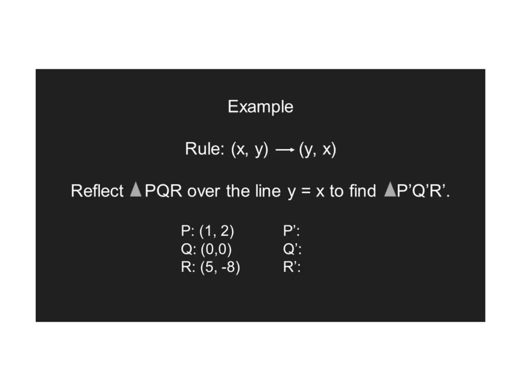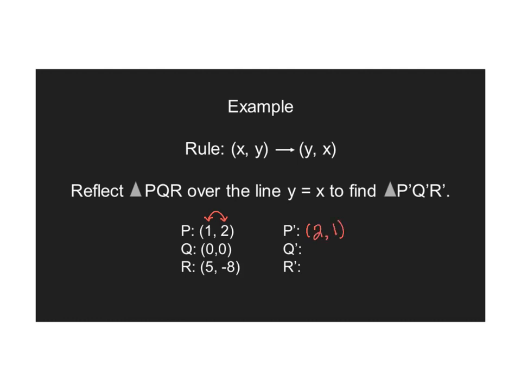So in the first example, I actually am not going to have to graph it at all. It just wants me to apply the rule to the set of points. So it says reflect triangle PQR over the line y equals x to find triangle P'Q'R'. So my first point, I have (1, 2), and so we're just going to imagine switching those. So P' is going to be at (2, 1).